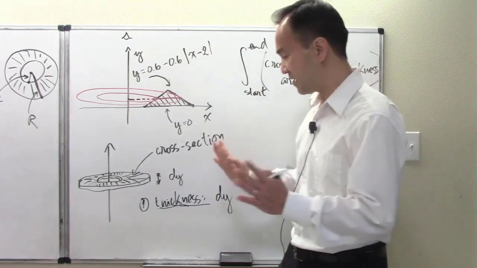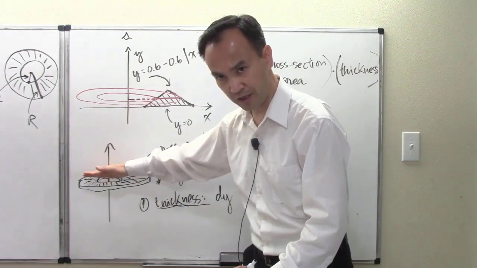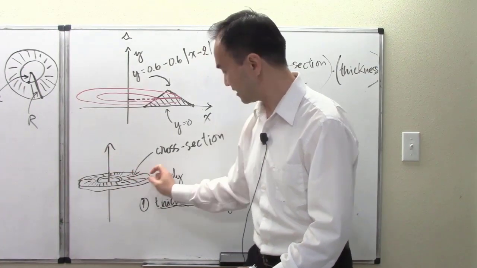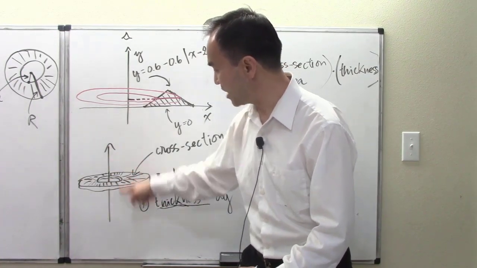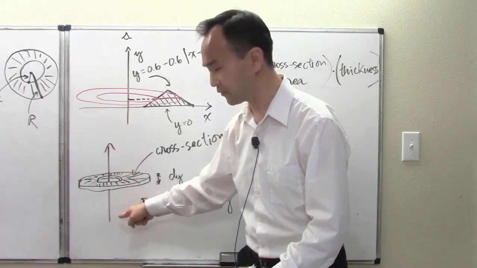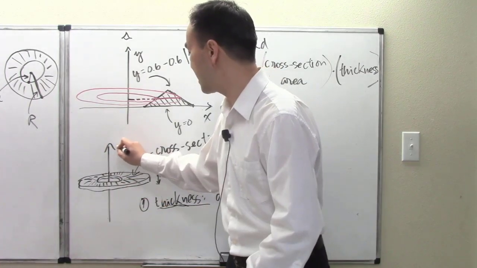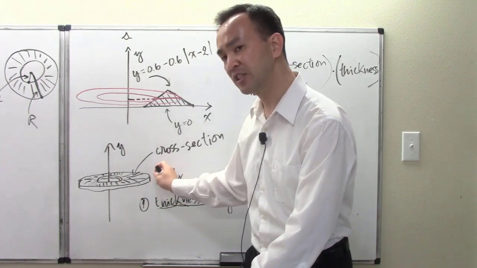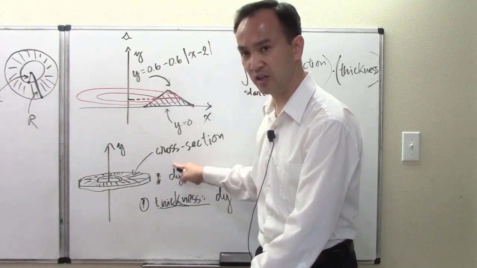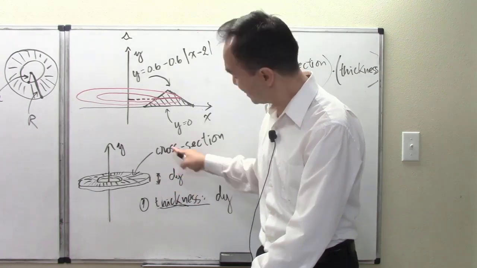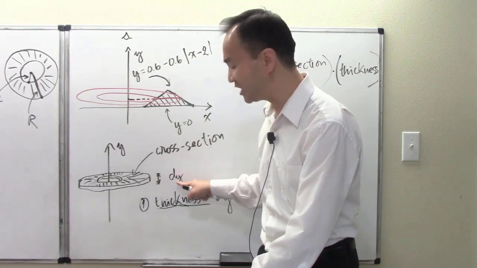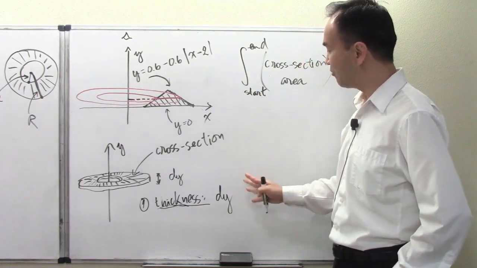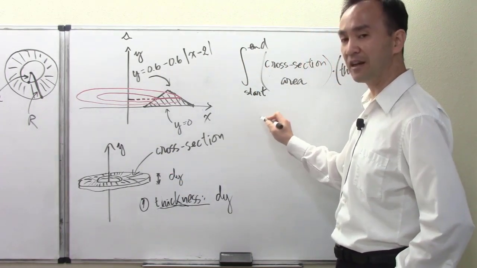Again, I repeat, it's simply because in the way we're currently placing each washer, the thickness is measured along the vertical axis, the y-axis. That means the thickness is measured as the infinitesimally small change in y values, and that's why we arrived at this dy differential. Okay, so that's the thickness.